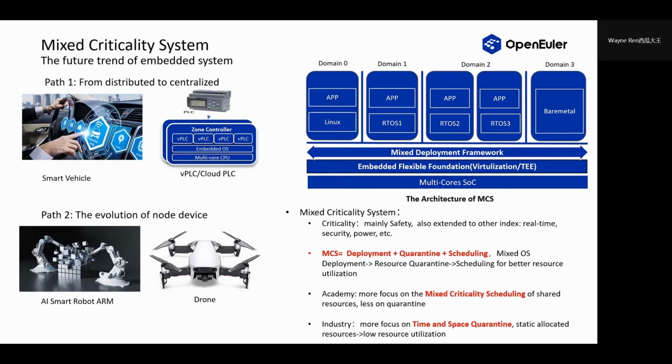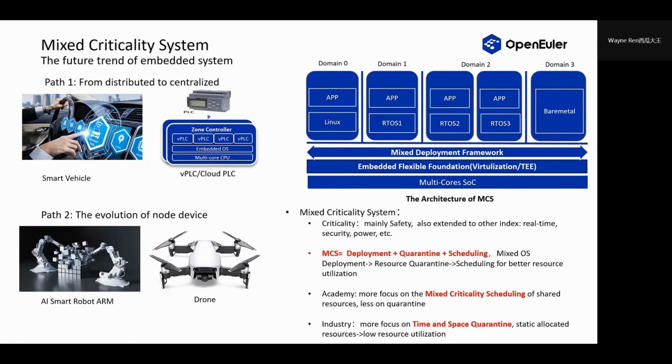In fact, our approach is a mix of academic concerns and industrial concerns. In academia, more focus is on the mixed criticality scheduling of shared resources, which comes from real-time scheduling, but let's focus on concurrency. In industry, more focus is on time and space isolation to guarantee the criticality, like real-time, safety, and reliability. So resources are statically allocated and isolated. Then you have to face the problem of low resource utilization.